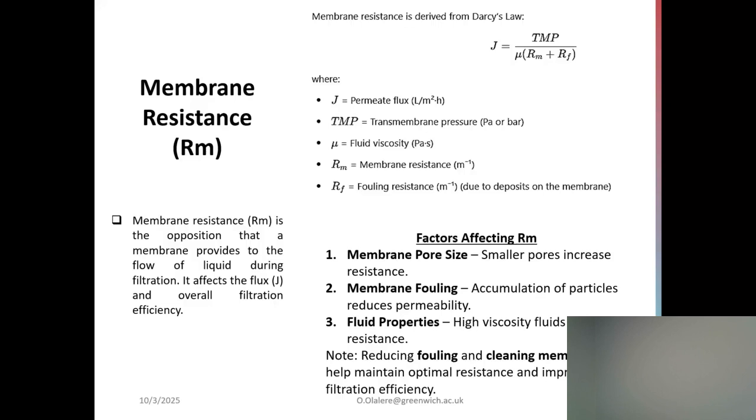And there are different factors. Before we move into that, what is the implication of having higher membrane resistance? Membrane resistance is the opposition that a membrane provides to the flow of liquid during filtration. It affects the flux and overall filtration efficiency.